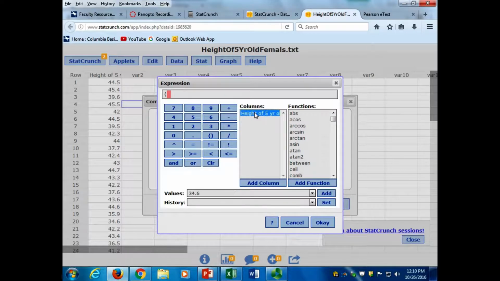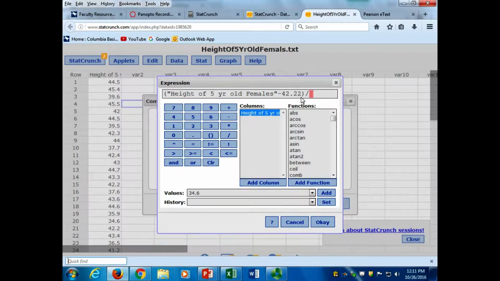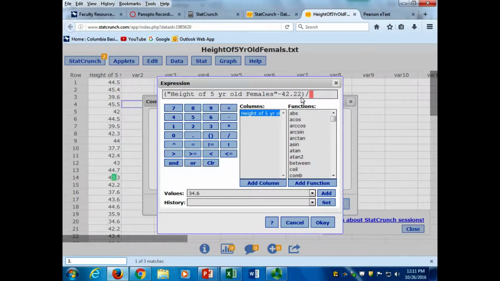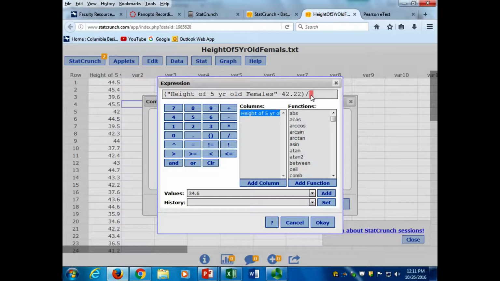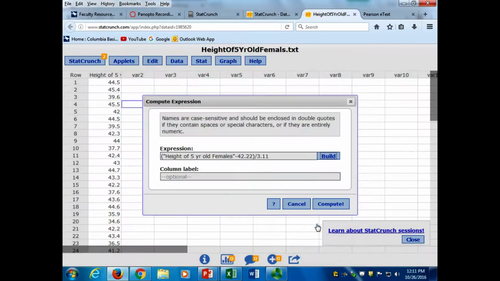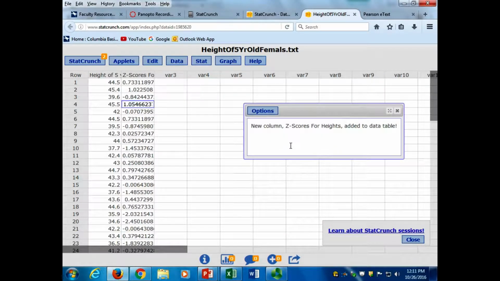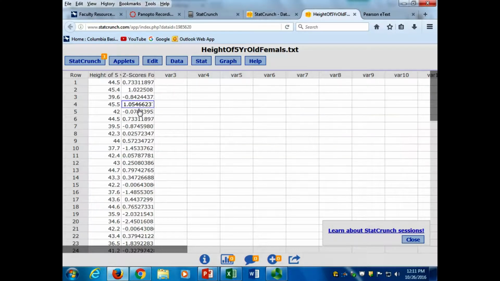I'm going to build their Z-scores. So I'm going to take everyone's height, subtract off the mean, which was 42.22, and divide by the standard deviation, which was 3.11. Okay, and I'm going to call this Z-scores for heights. Boom. Okay. So it just went ahead and calculated them all at once.